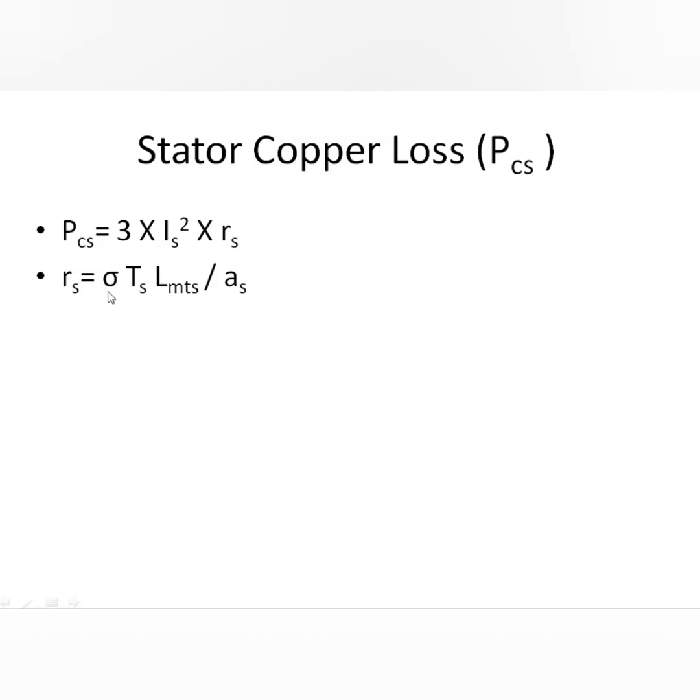where resistance of the stator is calculated by rho Ts LMTS upon As, where rho is the specific resistivity or specific resistance, Ts is the number of stator turns, and LMTS is the length of mean turn of the stator winding. As is the area of the conductor used in the stator winding. So here we can calculate the stator copper loss.